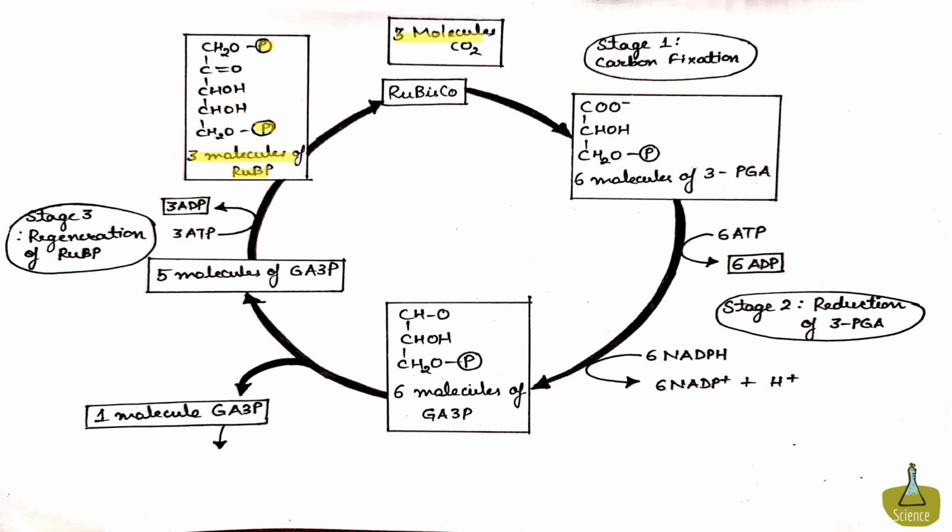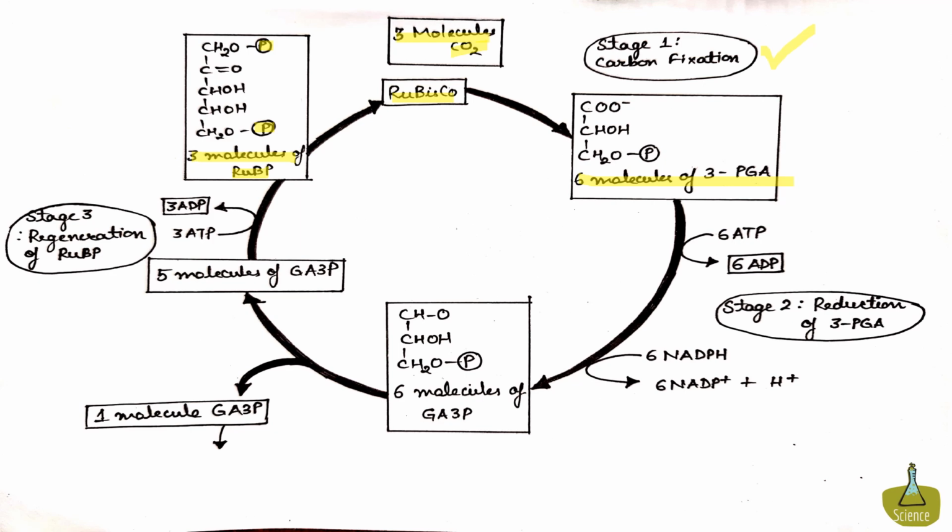And again the 3 molecules of CO2 are being converted into the 6 molecules of 3-phosphoglycerate by the action of the enzyme Rubisco, that is Ribulose 1,5-bisphosphate carboxylase oxygenase, right? So this is the first step, that is the carbon fixation step.